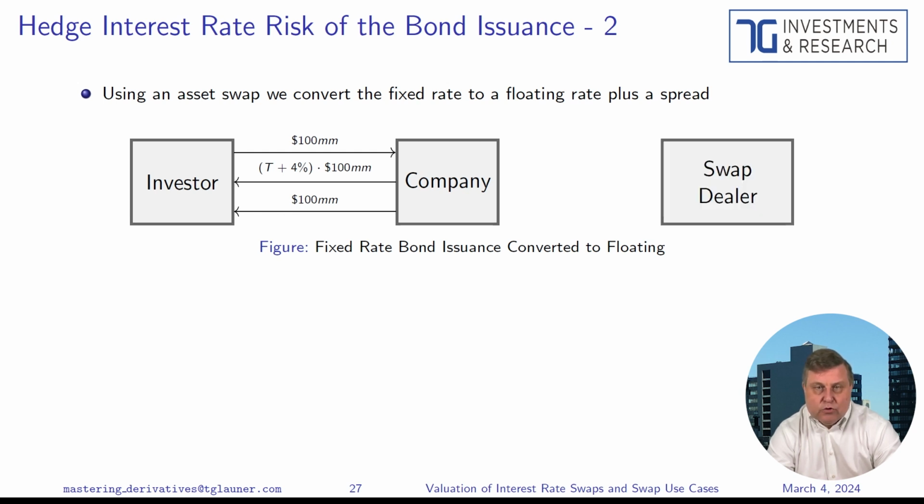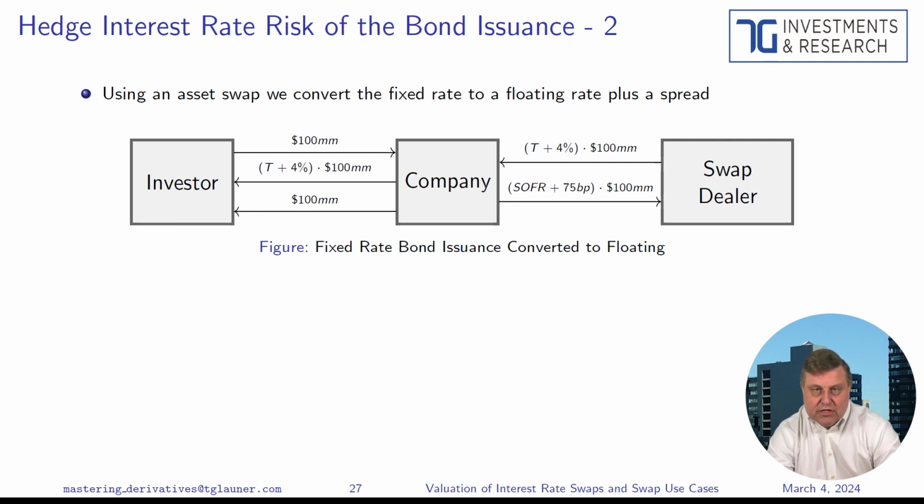So here's how it works. We have an investor and a company involved in regular payment transactions. Now we introduce a swap dealer into the equation. The company approaches the swap dealer to initiate a trade where the swap dealer pays the fixed treasury yield plus 4%. In exchange, the company pays LIBOR plus 75 basis points on the notional amount.